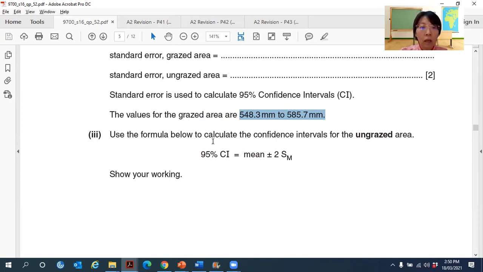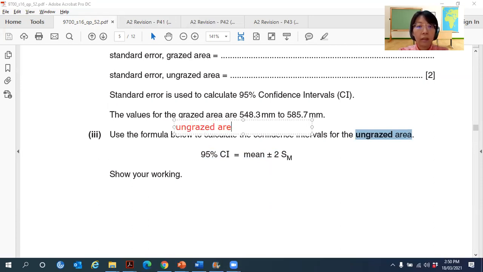So the answer for the confidence interval for the ungrazed area is equal to 860.1 mm to 879.9 mm. Okay. So after having obtained this information, the question below further asks you this.